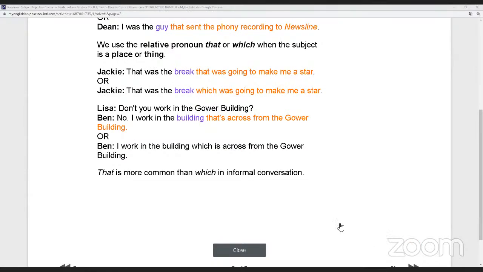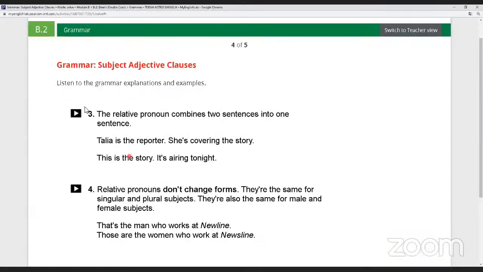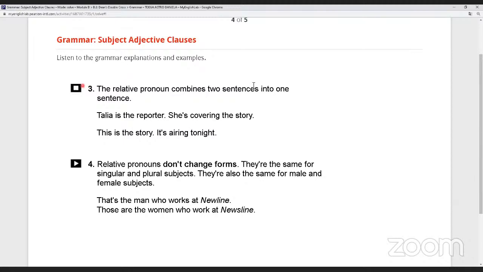So let's continue with the second page, with the third page, fourth page. The relative pronoun combines two sentences into one sentence. Talia's the reporter. She's covering the story. Talia's the reporter who's covering the story. This is the story. It's airing tonight. Okay, as I told you. This is the story that's airing tonight.